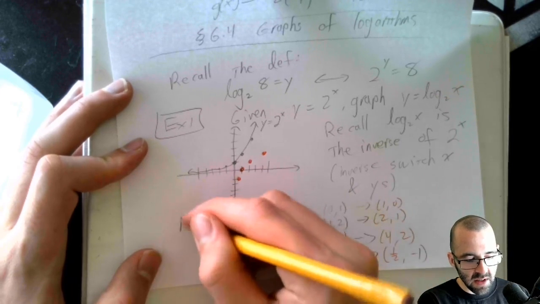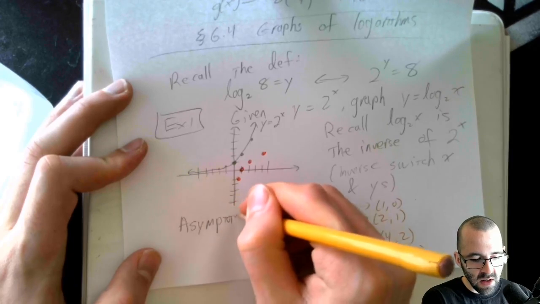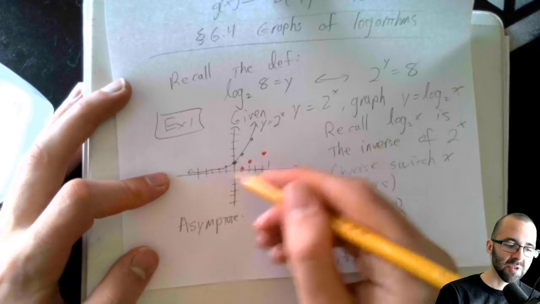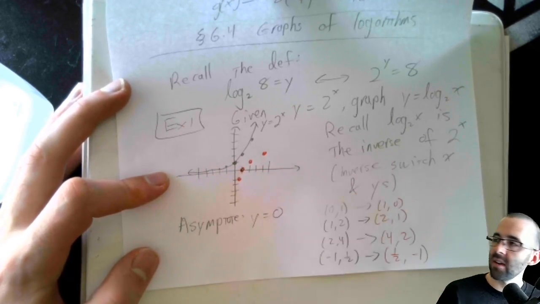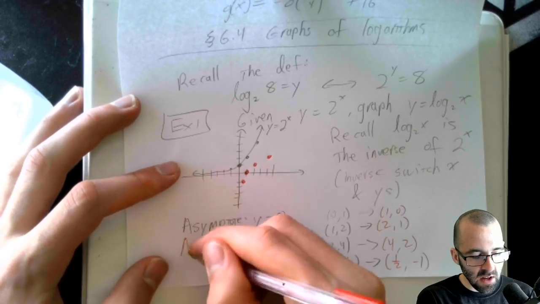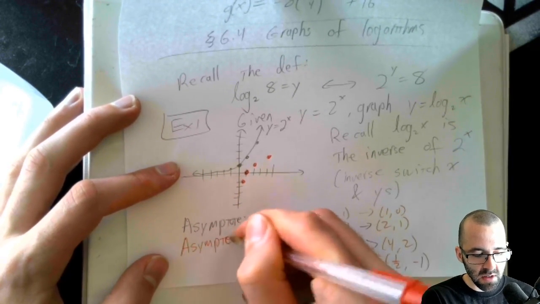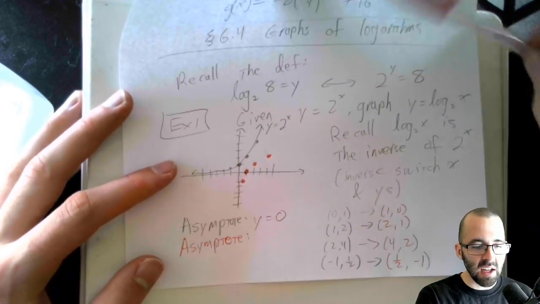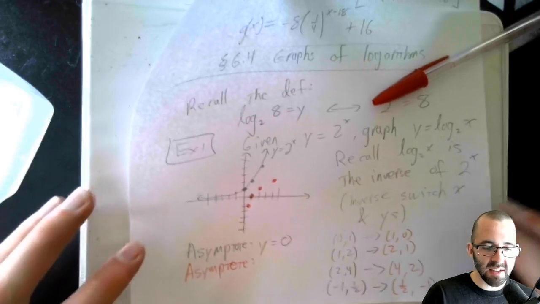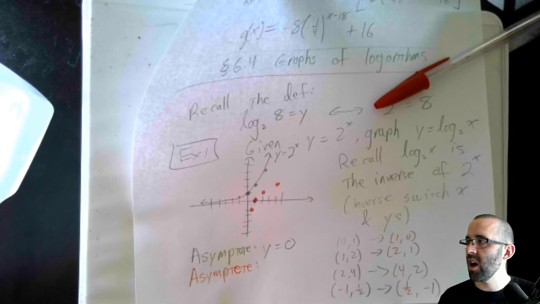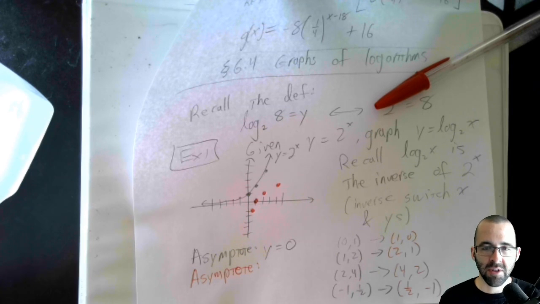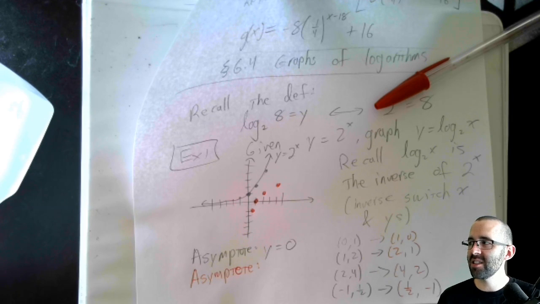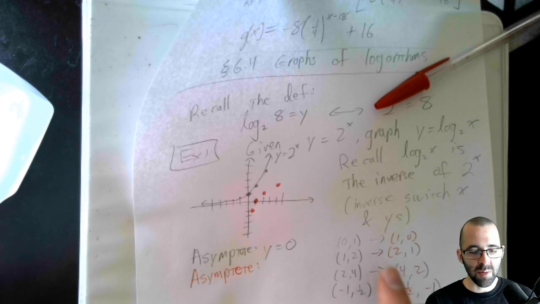So those are some points. But also, what is the asymptote of this exponential function? The asymptote is a horizontal line y equals 0. So what does the asymptote look like for its inverse function? If all we're doing in this example is switching x's and y's, what is our asymptote going to be for our logarithm? Someone make a guess. What's the equation of the asymptote for the logarithm, given what we've been doing?